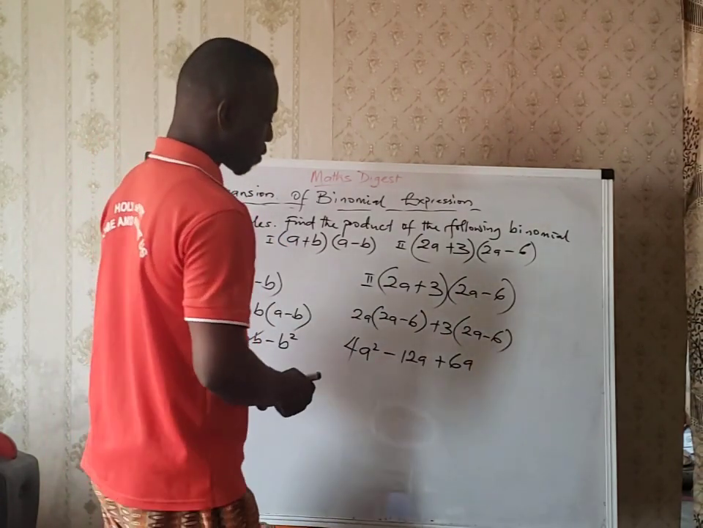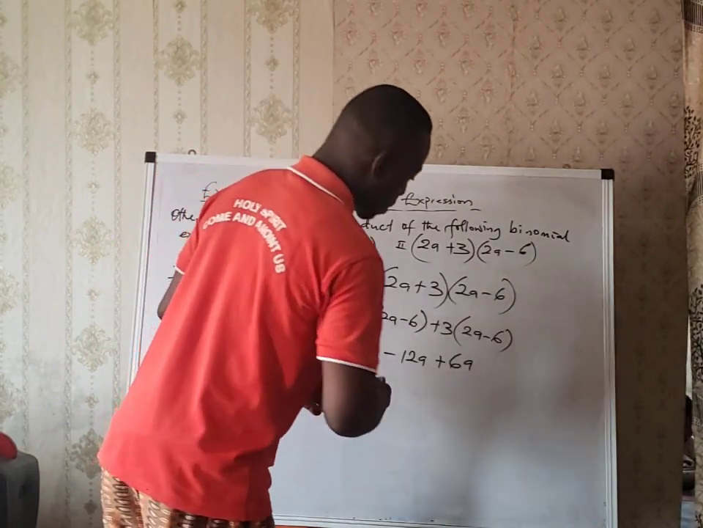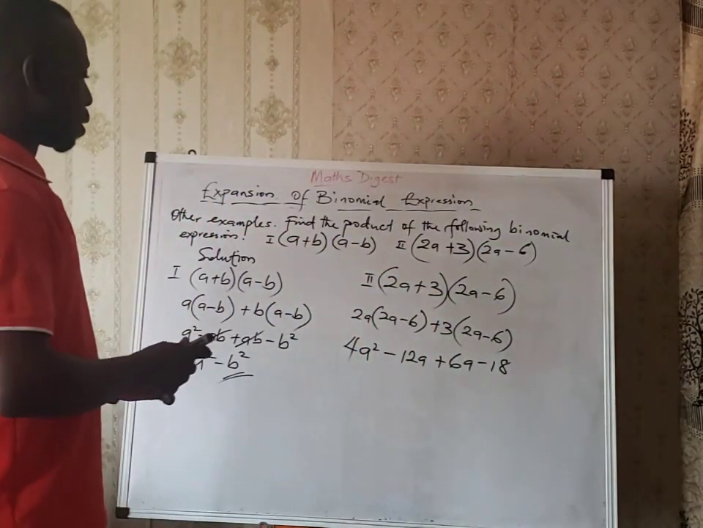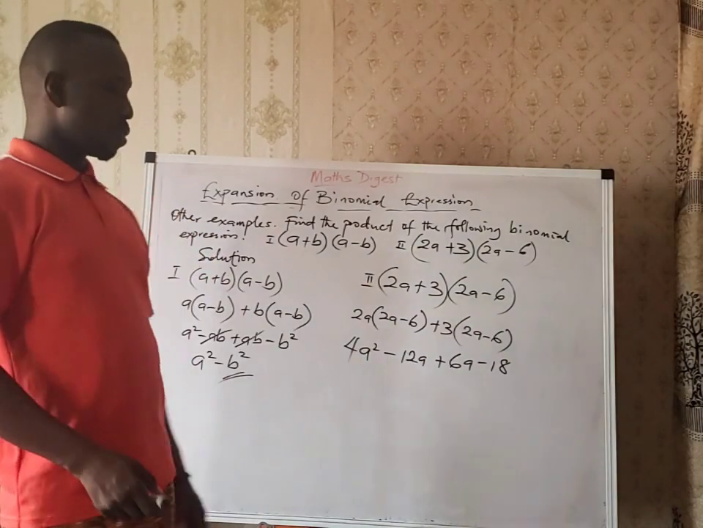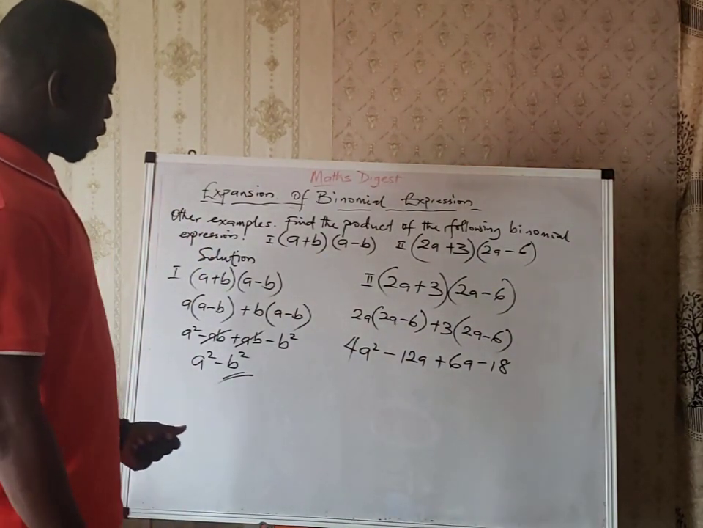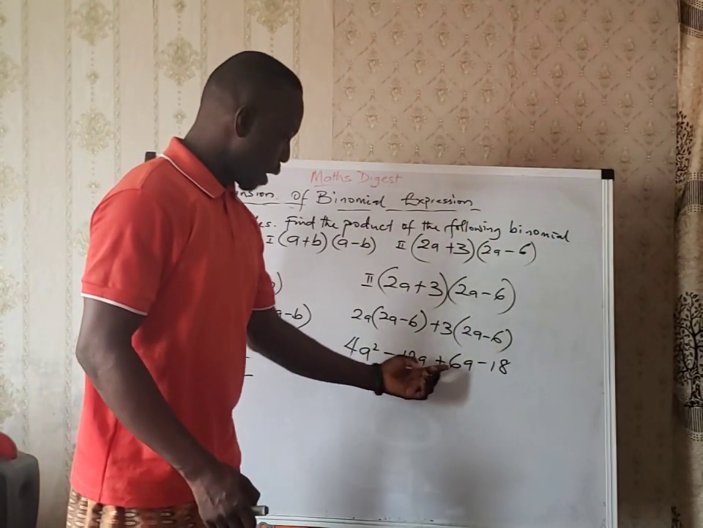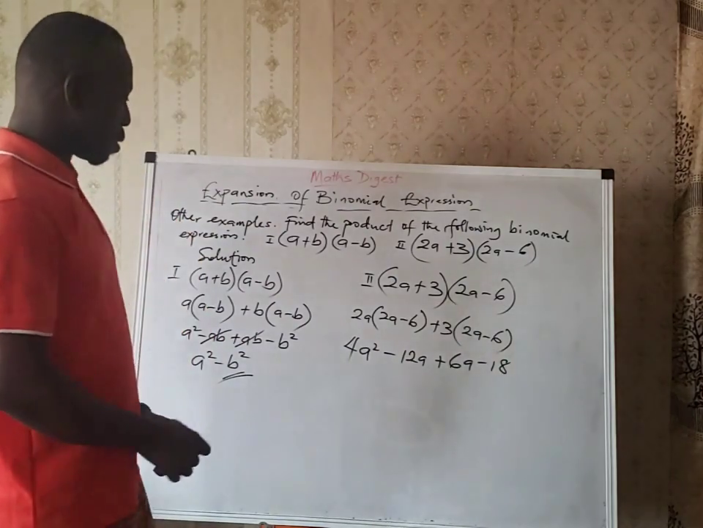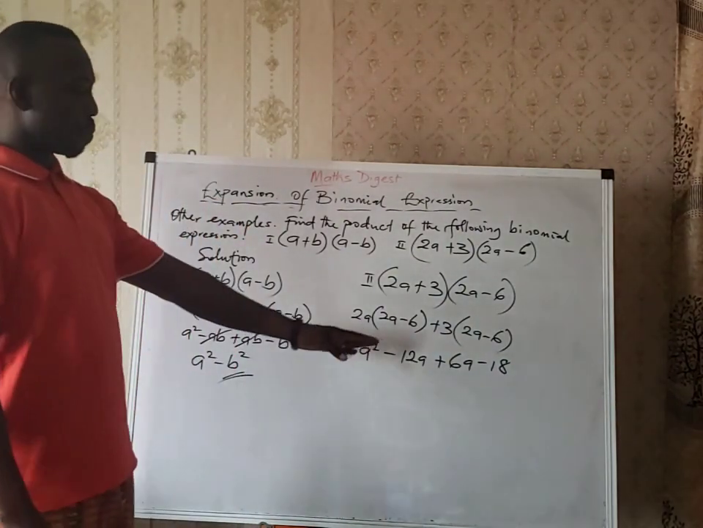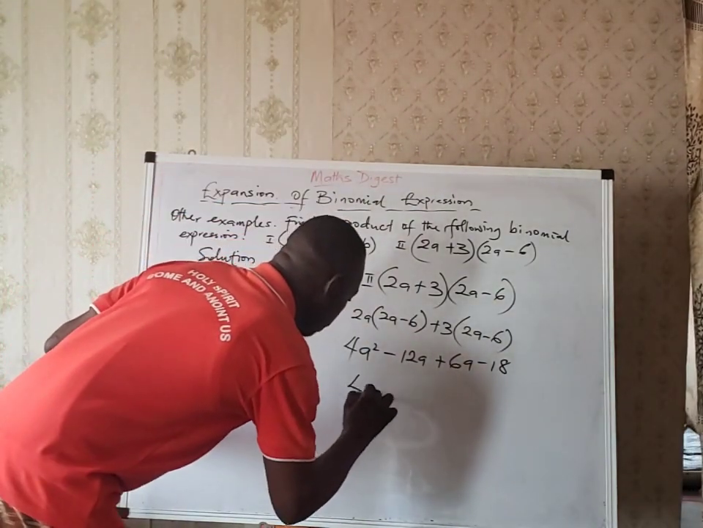Now we move to this side: plus 3 times minus 6 will give you minus 18. Now we have expanded them out of the bracket. The next thing we do is find like terms. Looking at it, these have like terms because they are single power, the a. So we say 4a squared.